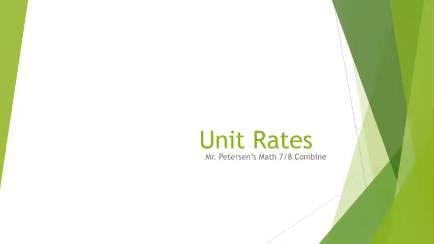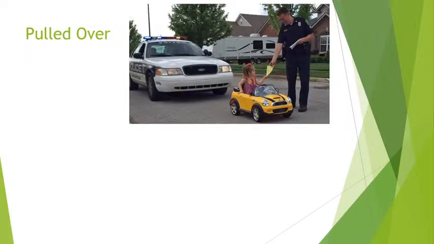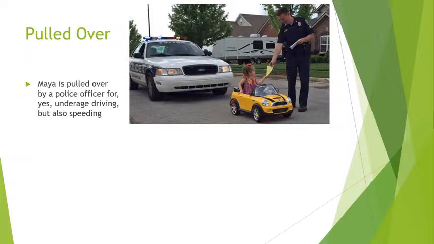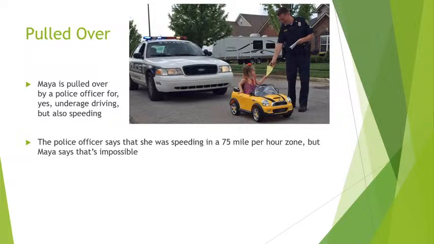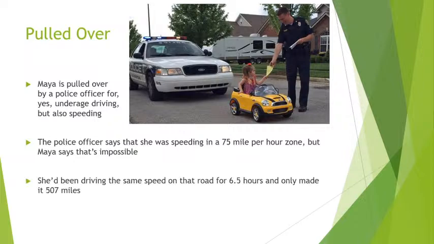Okay, here we go. So unit rates is what I wanted to talk to you about today. Pulled over. Maya is pulled over by a police officer for, yes, underage driving, but also speeding. Well, let's find out. The police officer says that she was speeding in a 75-mile-per-hour zone, but Maya says that's impossible. She'd been driving the same speed on that road for 6.5 hours and has only made it 507 miles. So, how was she in fact speeding? If she's been going the same speed on a road for 6.5 hours and has made it 507 miles, was she speeding in a 75-mile-per-hour zone? Give it a try and teach.